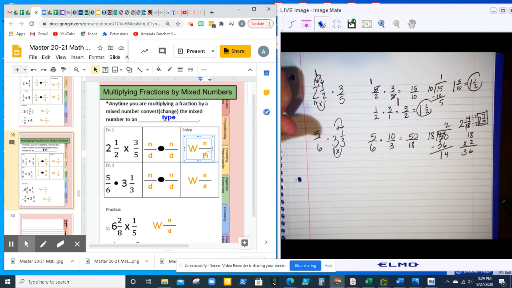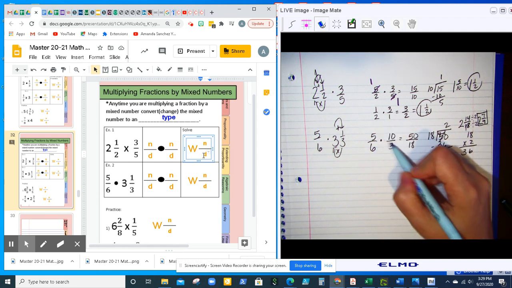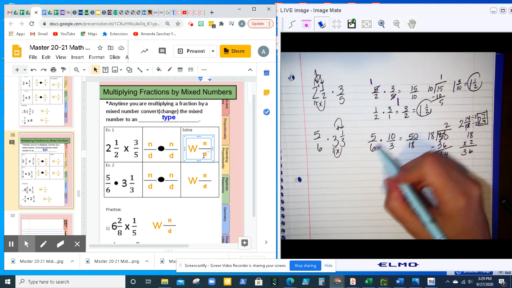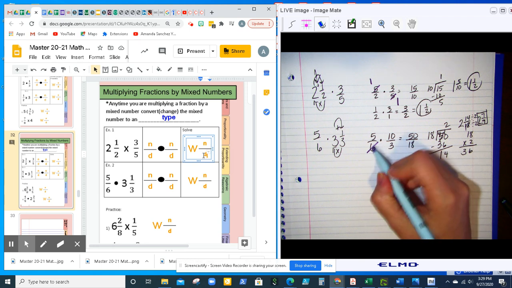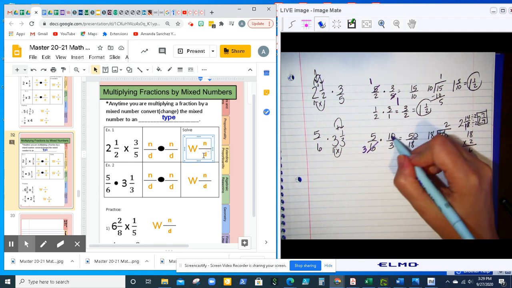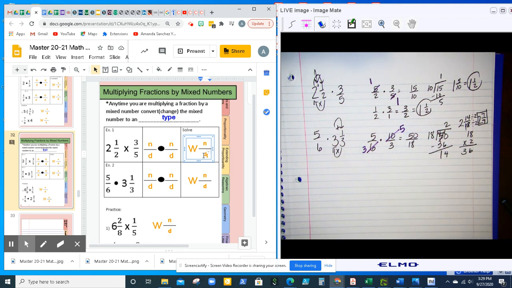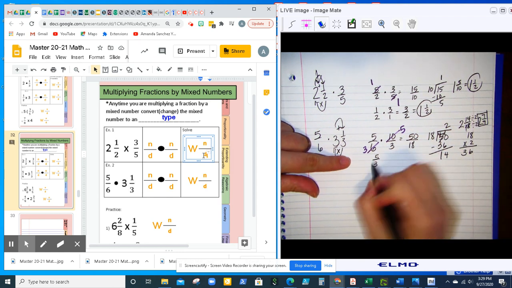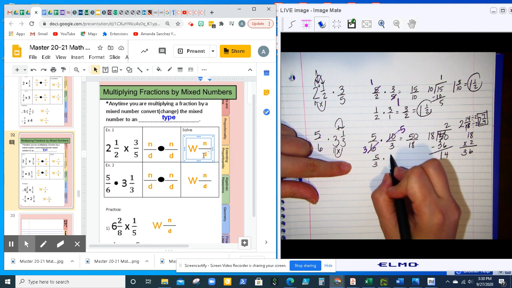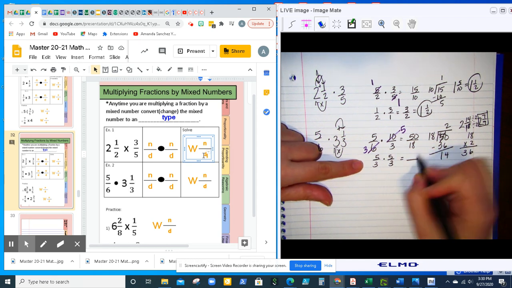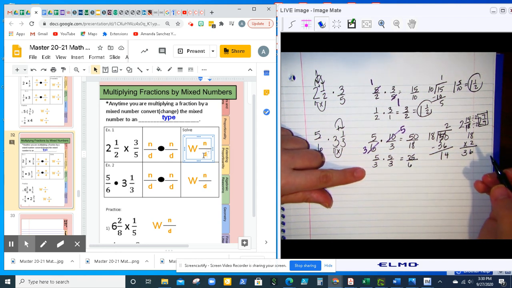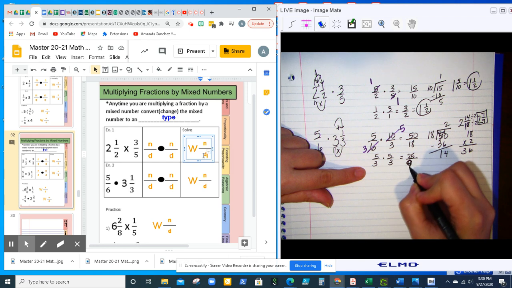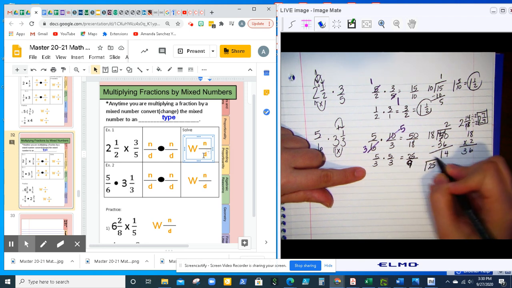Now I want to show you with cross canceling. 5 and 3 have nothing in common. They can't be divided by anything other than 1. But 6 and 10 can both be simplified by 2. So 6, how many 2's can go into 6? 3. How many 2's can go into 10? 5. So now my new problem is 5/3 times 5/3, which equals 5 times 5 is 25. 3 times 3 is, oh, sorry, 9. And then you simplify, divide it out.